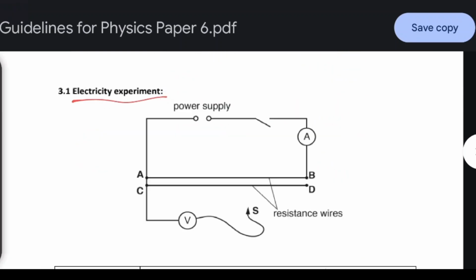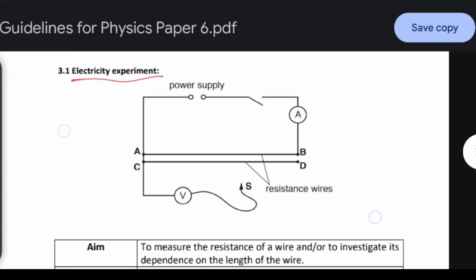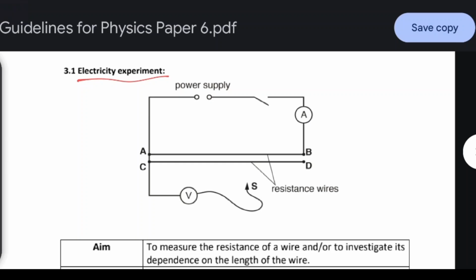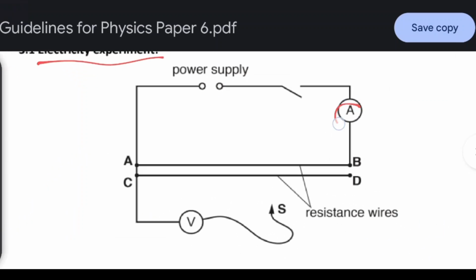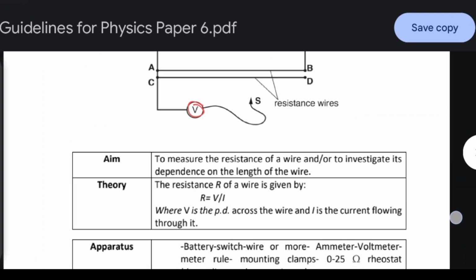The electricity experiment, this is very important, and it has been asked again in March planner experiment questions, so make sure you are familiar with this. So this is the diagram. You should know, as we discussed before, the ammeter should be in series and the voltmeter should be in parallel. Okay, so now moving on.